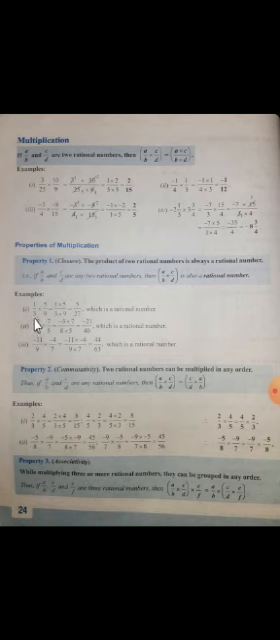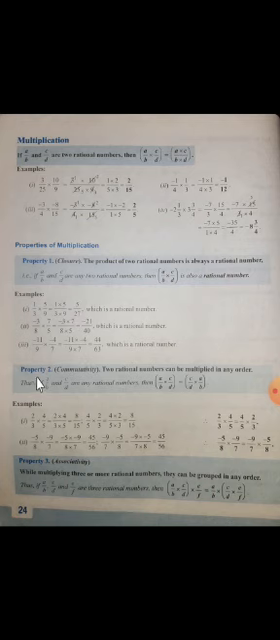So let's check here. They have taken two rational numbers, 1 by 3 and 5 by 9, and they are multiplying. So 1 times 5 is 5, 3 times 9 is 27. So the product which came, 5 by 27, is also a rational number. This one is a rational number, this one is also a rational number. If you multiply these two rational numbers, the product comes as a rational number. So this is the closure property of rational numbers.